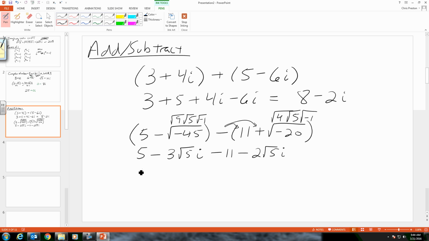Put the things that match together, 5 minus 11. Put the other parts together, 3 root 5 i minus 2 root 5 i. Combine like terms: 5 minus 11 is negative 6. Negative 3 root 5 i, negative 2 root 5 i is negative 5 root 5 i. Remember, when you're adding or subtracting things with roots attached, as long as the root parts match, you combine the coefficient part, the number part in front, and there you go. There it is. And again, make sure that i doesn't get under that radical. It stays out of there.